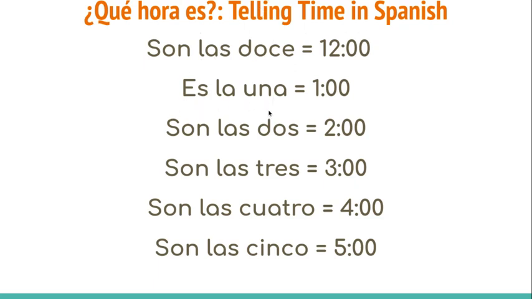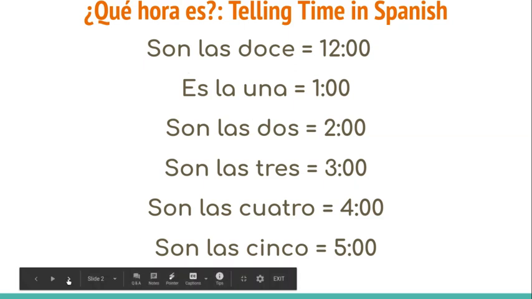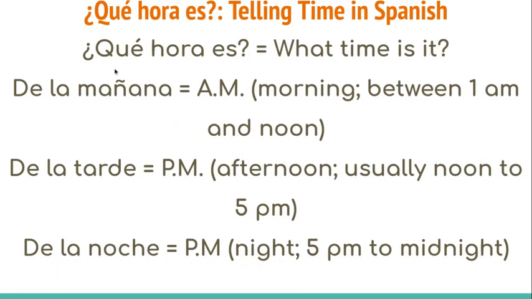This is the only one that is different, es la una, or it is 1, because if I said son las una, it would mean there are 1 hour, and it just gets a little bit funky. So for all of your times, except for the one that starts with 1 o'clock, you'll say son las, or the hours are, and then for that 1 o'clock, es la, for the hour is. All right. Few more things.